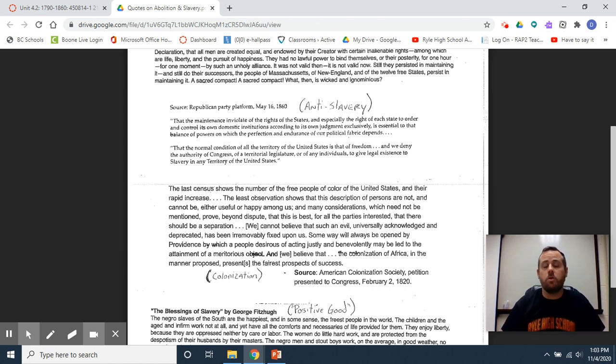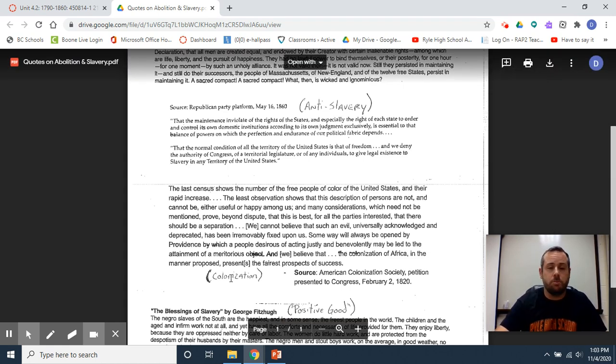Same thing with colonization. This is a middle of the road approach that said that slavery is a problem and it's a dividing point in our country, but they didn't really see abolition as a feasible solution. And so what they advocated was paying Southern slave owners, compensating slave owners to free their slaves, but then relocating African slaves back to Africa. This was called the colonization movement.